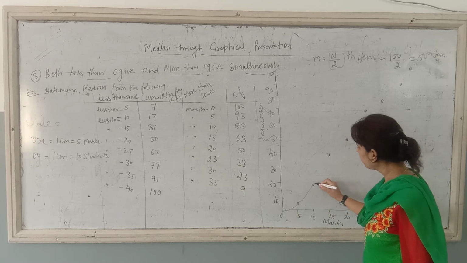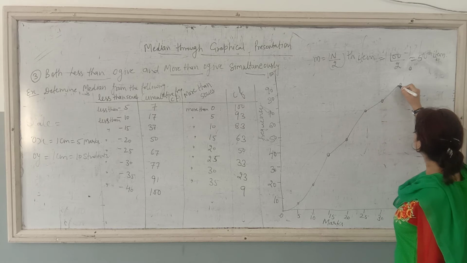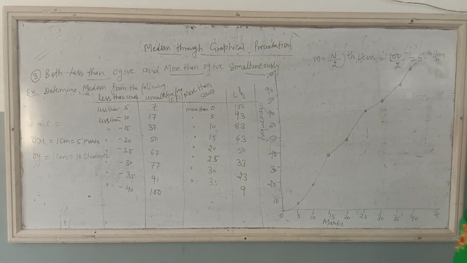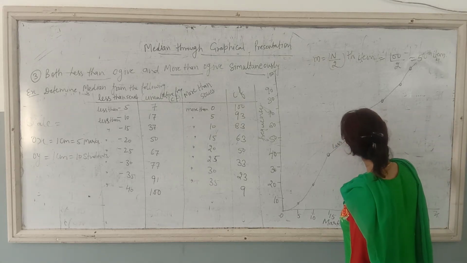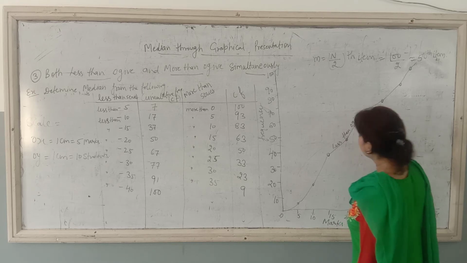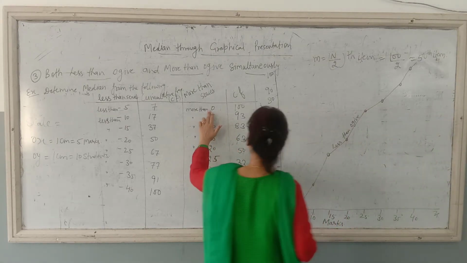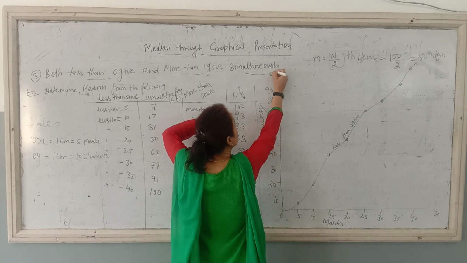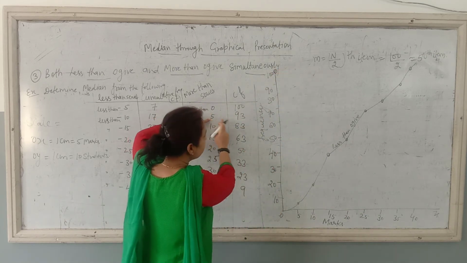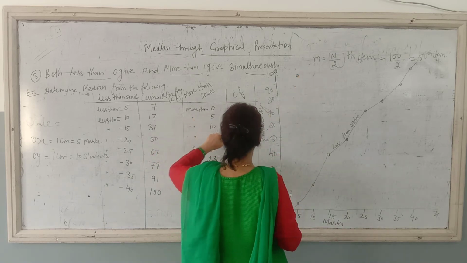You can join by scale also as per your wish, but it should be in a proper manner. Clear? This is the less than ogive. Now you have to draw the more than ogive also. At 0, 100. 5, 93. 10, 83.